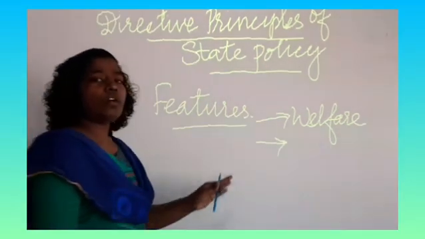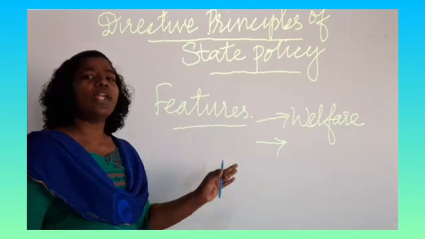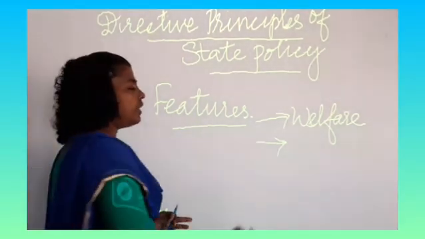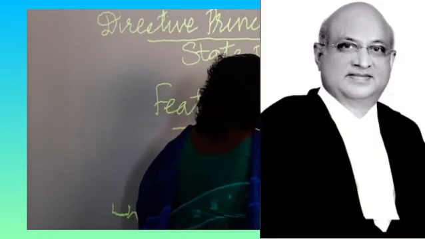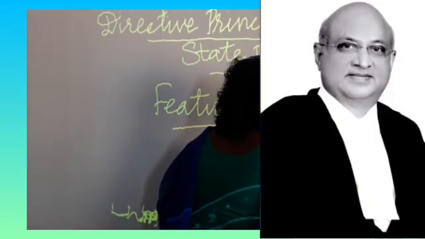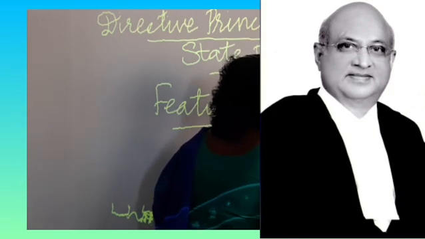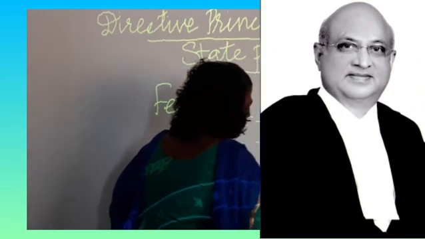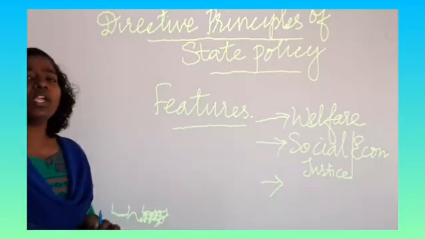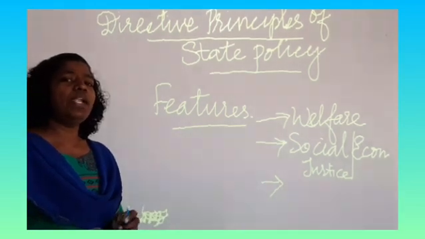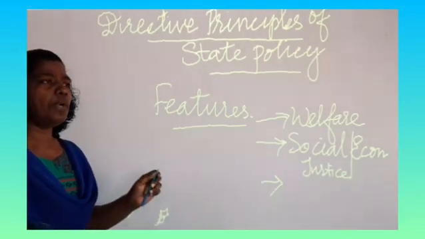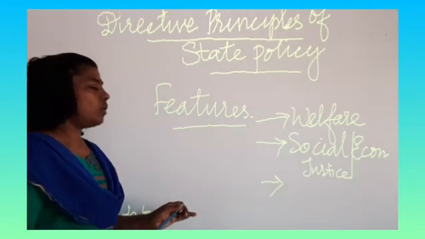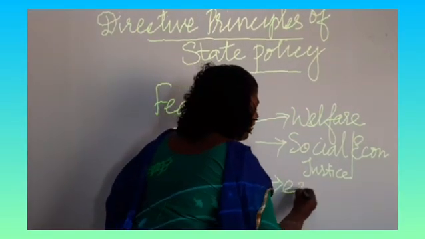The second feature is to provide social and economic justice to all the citizens of India. The second one is what? Social and economic justice. And the third one is to give equality, to treat people equally, based on the fundamental rights provided in the constitution. People should be treated equally.